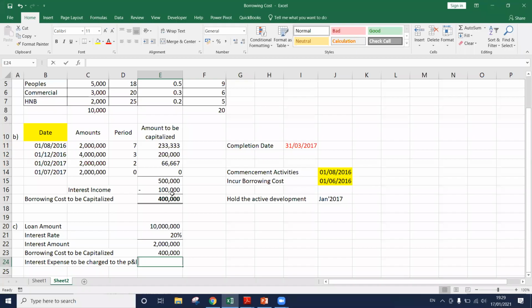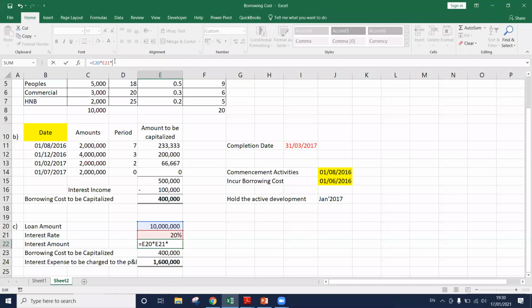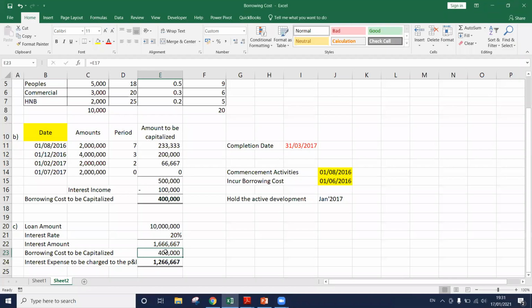Okay, so here, when did we obtain the loan? On 1st of June 2016. Therefore, we cannot consider the total amount here. The 2 million is for the whole year, but we cannot take the whole year. Why? We obtained this loan on 1st of June 2016. Therefore, we can consider only 10 months, the amount applicable for 10 months. Out of that, 4 million we can capitalize, and the remaining amount we can charge to P&L, 1,266,667.